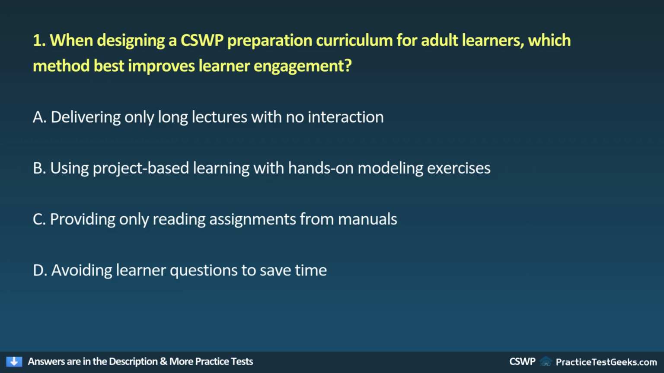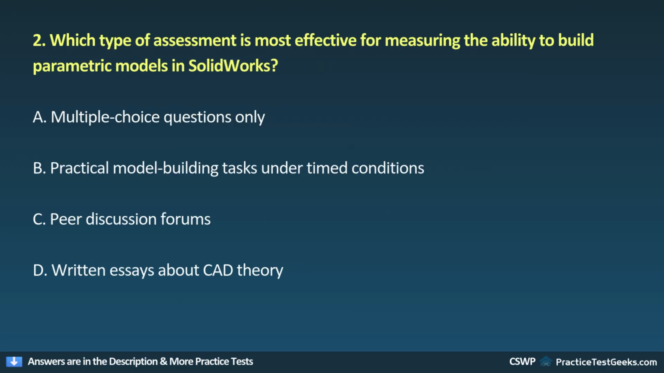1. When designing a CSWP preparation curriculum for adult learners, which method best improves learner engagement? A. Delivering only long lectures with no interaction. B. Using project-based learning with hands-on modeling exercises. C. Providing only reading assignments from manuals. D. Avoiding learner questions to save time.